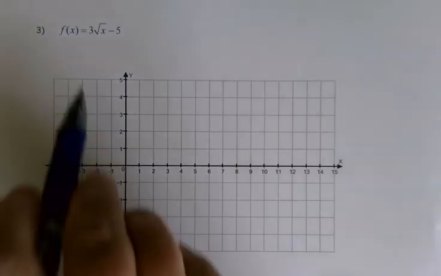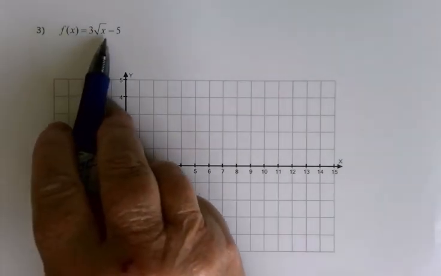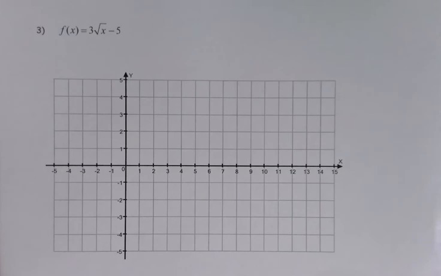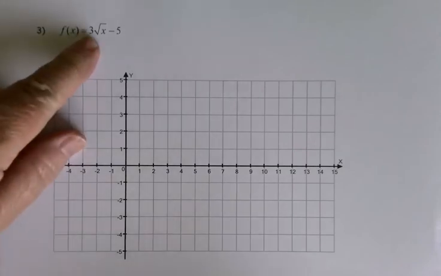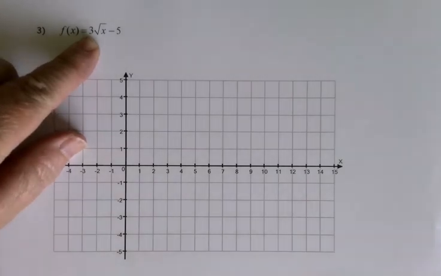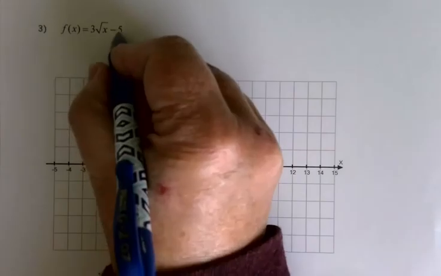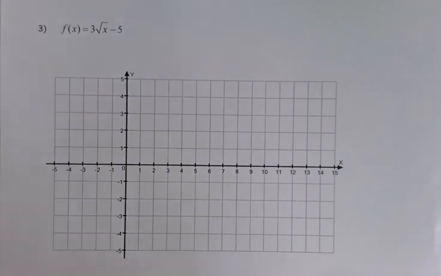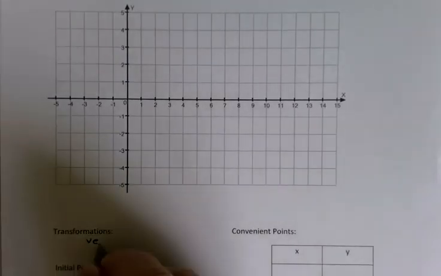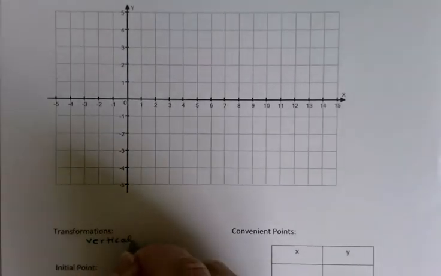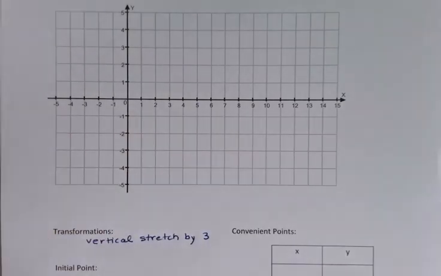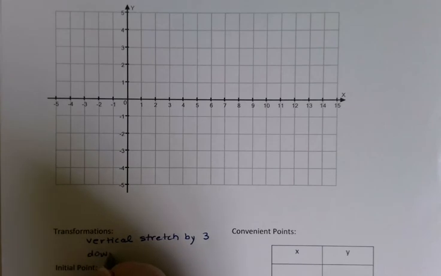In example 3, I have 3 times the square root of x minus 5. And as far as transformations, that 3 is going to be a vertical multiplier, or excuse me, it's a multiplier. So it's going to make it taller, right? Taller and skinnier. And then the 5 is going to shift us down 5. So let's see, we've got a vertical stretch by a factor of 3. And then we also have a down 5.